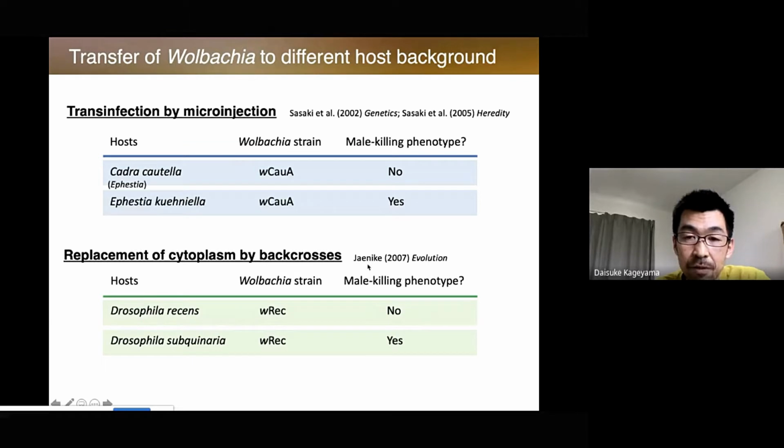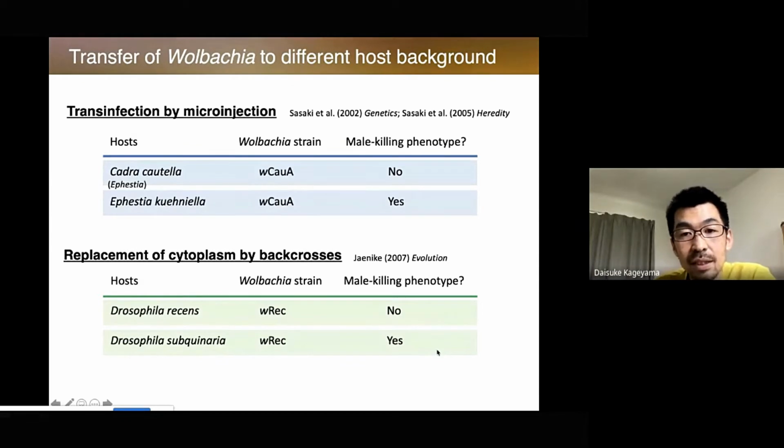After that, there is John Jaenike, a professor at the University of Rochester. He also found a similar case in Drosophila. He moved the Wolbachia by backcrossing, because the species are very closely related and can make hybrids by crossing.